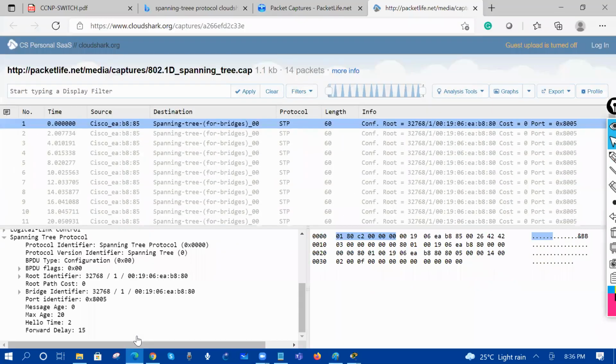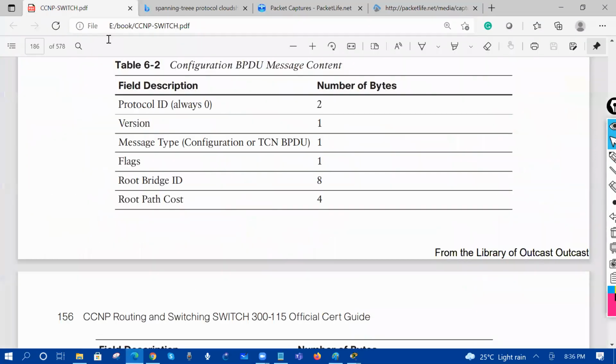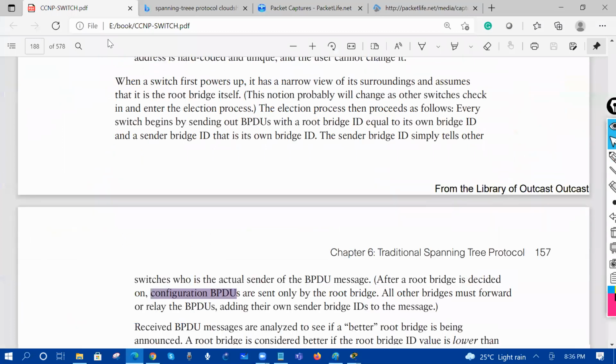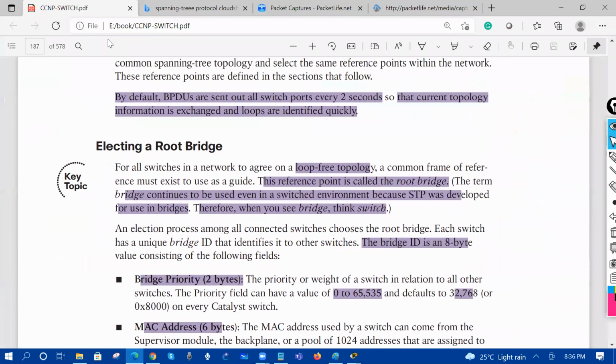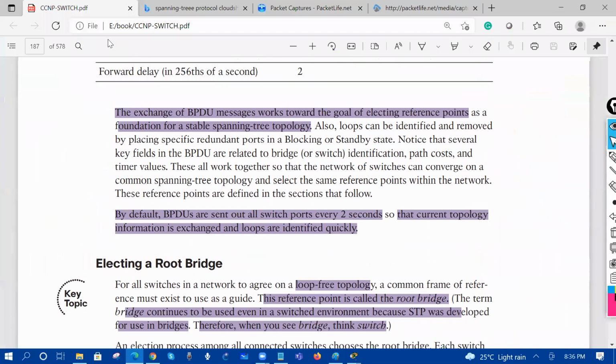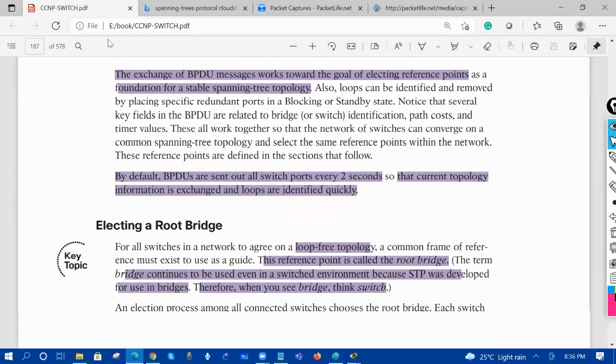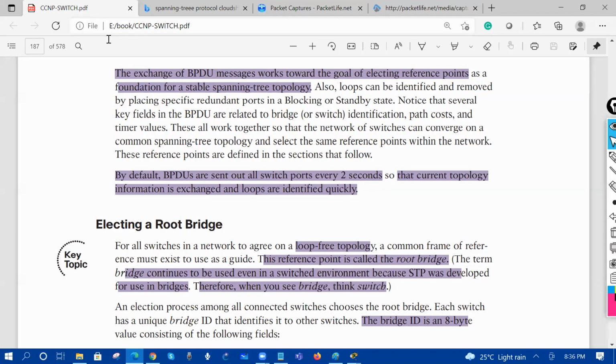Now have some look at the theory part. Let's go further. To extend the BPDU messages works toward the goal of electing the reference point, which we can call the root bridge. Why do we need to extend the BPDU messages? To make a reference point as a foundation of a stable spanning tree topology. And also loops can be identified and removed by placing specific redundant ports in the blocking or standby state. Okay.